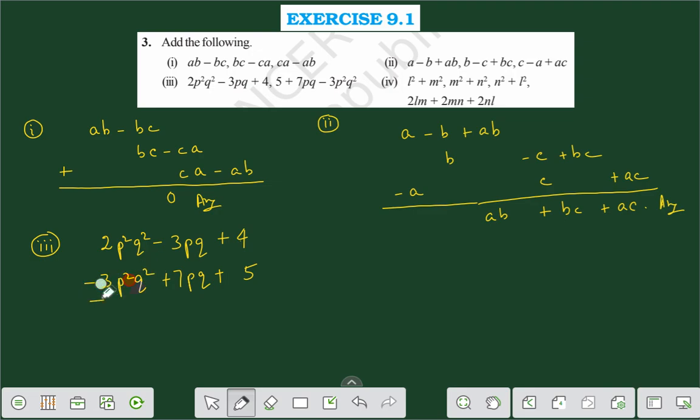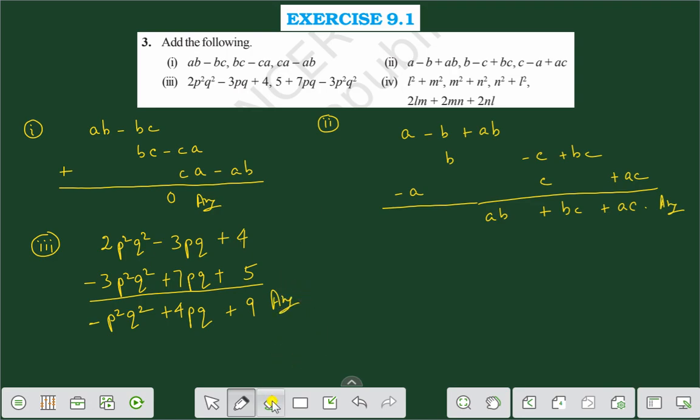If you add these, then we get 5 plus 4 is 9, minus 3 plus 7 is plus 4pq, and minus 3 minus 2 is minus 1, so minus p square q square. The answer is minus p square q square plus 4pq plus 9. This is the answer of question number 3.